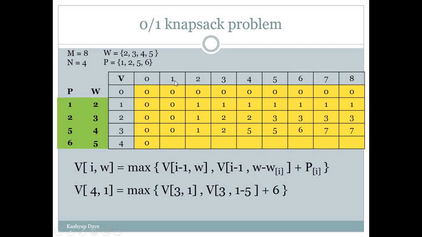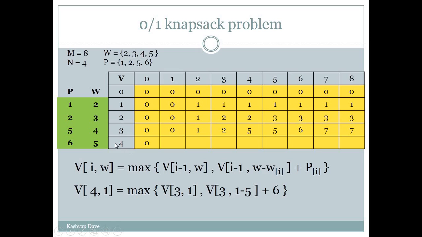W is 1 and minus W of I. Remember this thing, what is W of I? We are calculating it for item number 4. So item number 4 has a weight of 5. So W of I says the item's weight. Here we are calculating for our last item, so Wi will be the weight of that item. Then our item weight is 5. So here W minus Wi means 1 minus 5. So 1 minus 5 plus P of I.